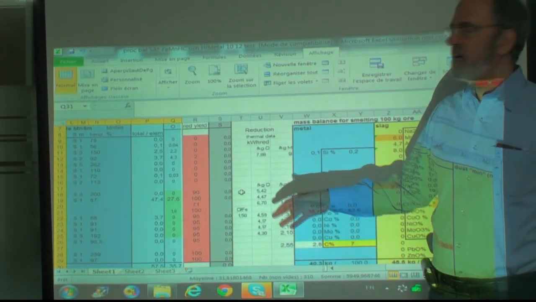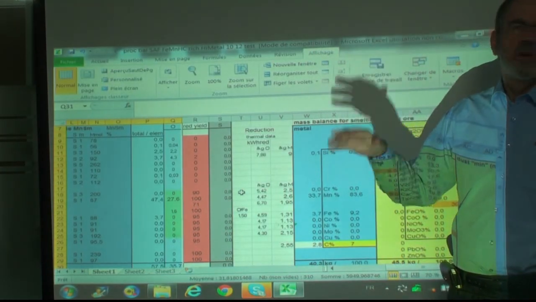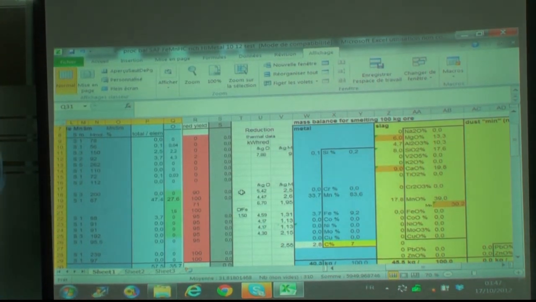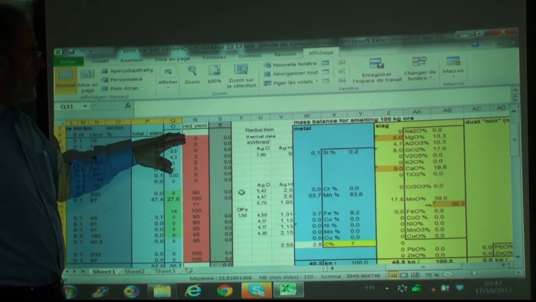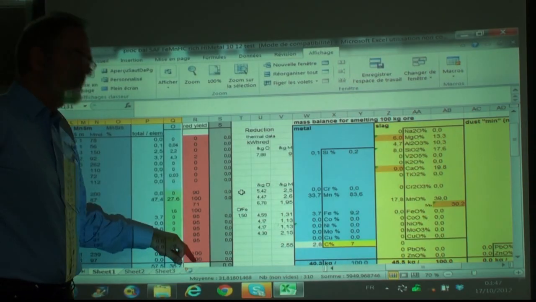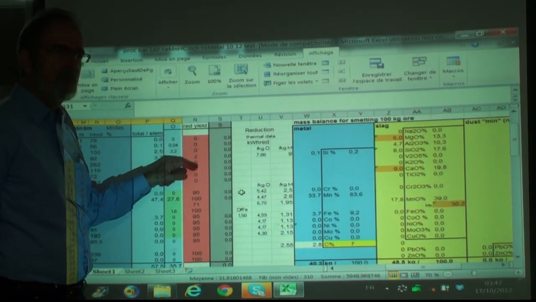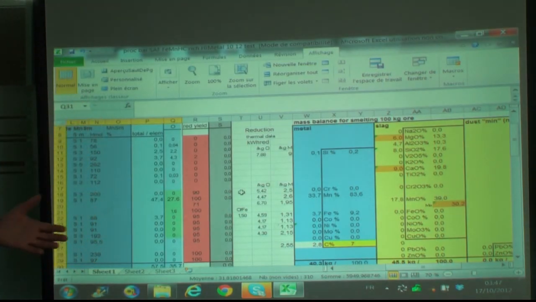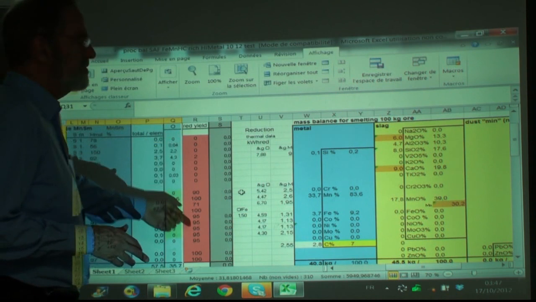I did not touch this because these values were included in the previous calculation, maybe for another ore. So the red figures here, the red cells, have to be checked each time, each of them. It's not the same when you change the conditions. And we will see this afternoon when we work on ferronickel, these figures will be different.